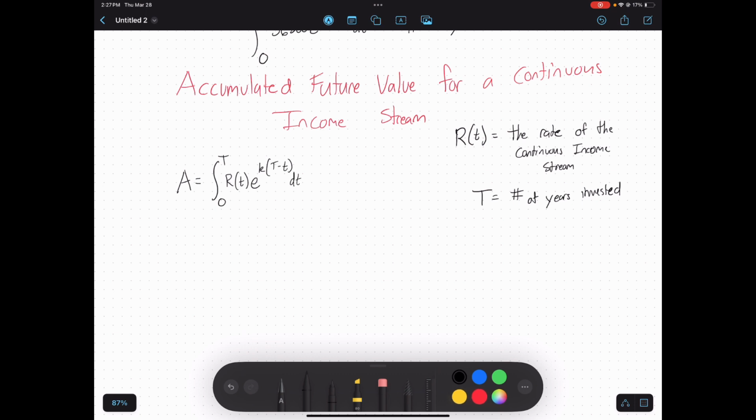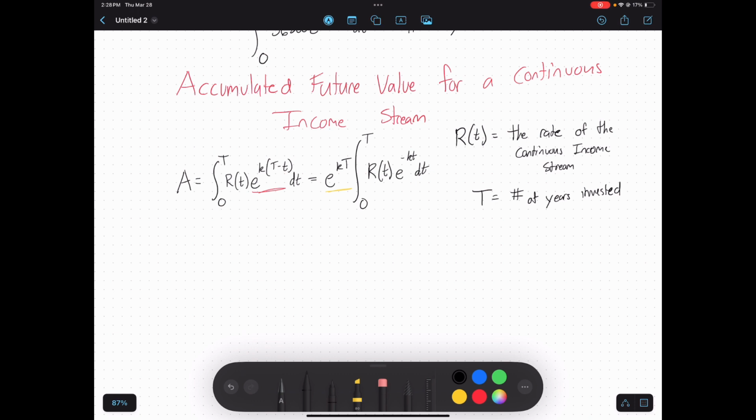Now, once again, this doesn't look the prettiest, but if I do just a little bit of exponential manipulation, I end up with this. e to the k times capital T times the integral from 0 to capital T. Remember, you might be wondering how that ended up outside. That's technically a constant because I know what k is and I know what T is. But then I have R of t times e to the negative kt dt.